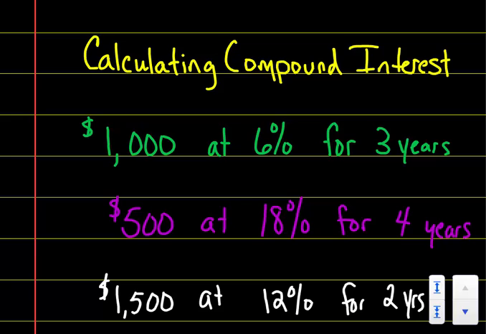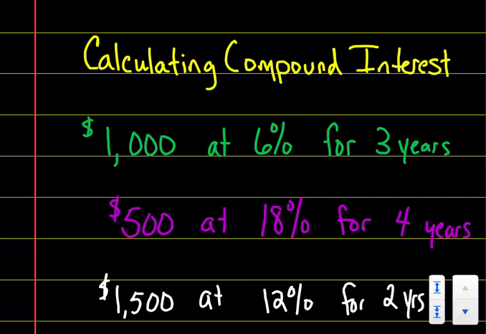The second one's written in purple. This one is $500 at 18%, and is calculating for 4 years. How much will we have after 4 years? And the third one is we start with $1,500. We get 12% interest each year for 2 years. How much do we have at the end of 2 years? That's kind of what we're dealing with.